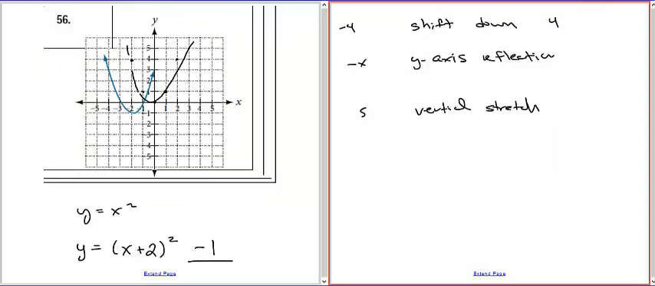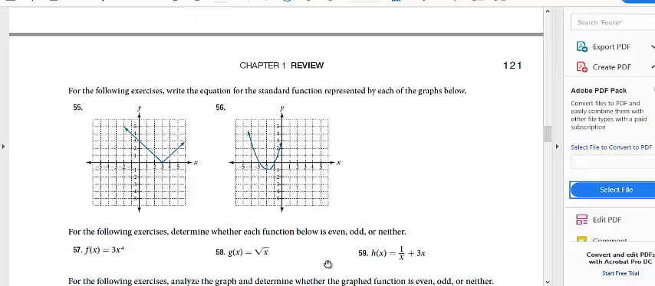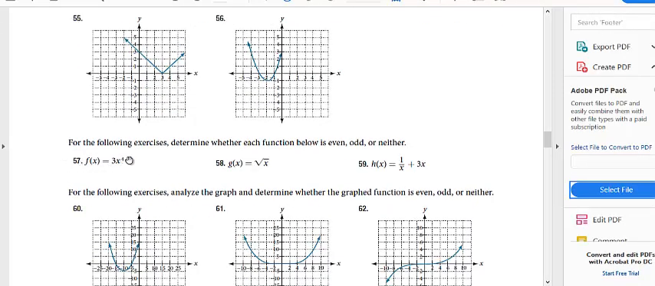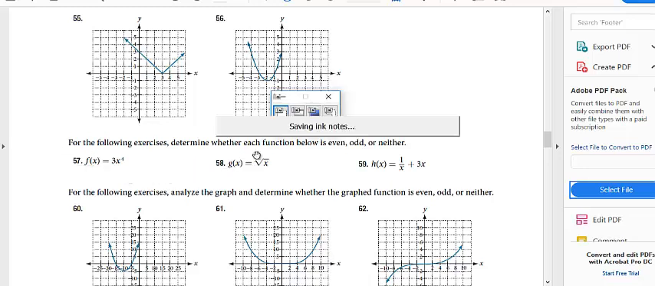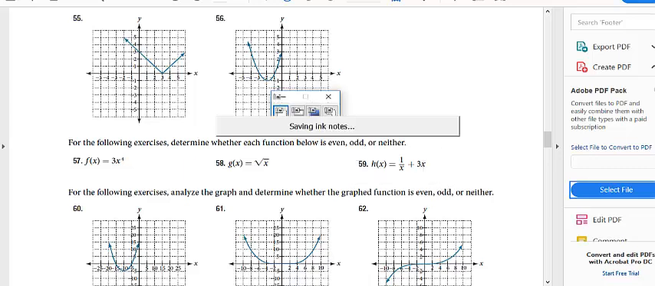Okay, the next problem set is about odd and even functions. So we've got 57 and 59. So let's just grab those. Now, you can't just look at the equation. You have to do the f of x versus f of negative x.